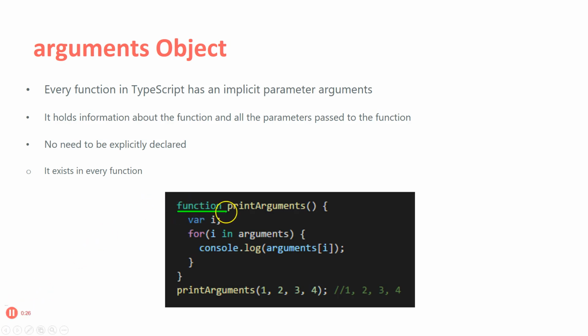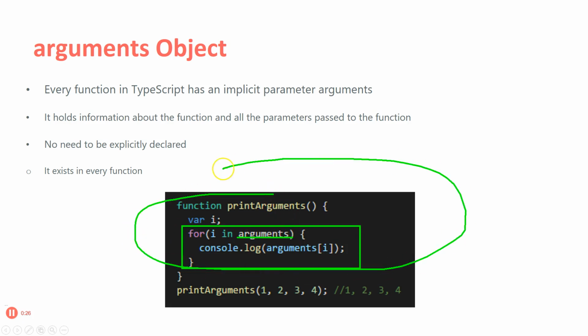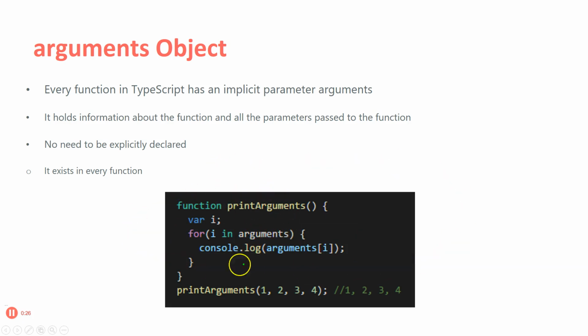So, I have my function printArguments without any parameters. Then I'm saying var i, and I'm making a for loop through all arguments of this function. How can I actually pass arguments? Well, I'm just saying printArguments with 1, 2, 3, 4, and 5. Sorry, 1, 2, 3, and 4.